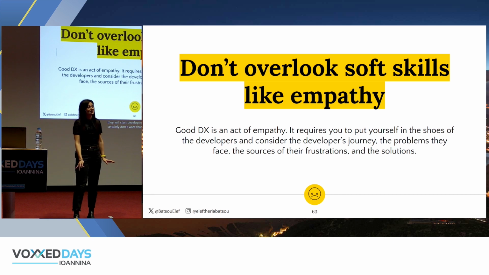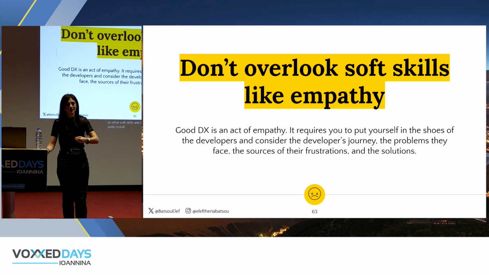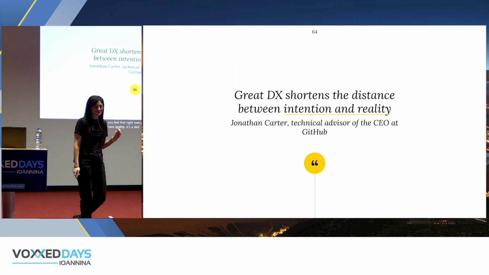And don't overlook soft skills like empathy. In my personal opinion, you can be a good programmer if you don't have empathy, but there are certain roles like the DX role that you can't be good in if you don't have empathy or other soft skills. And this is again quite crucial, because in DX you're talking to other people, you're talking to other developers, so you need to have empathy. You need to understand how they feel or what they want when they are using your product. And you can work on empathy. So if you feel that right now you don't have empathy, it's a skill that you can work on.